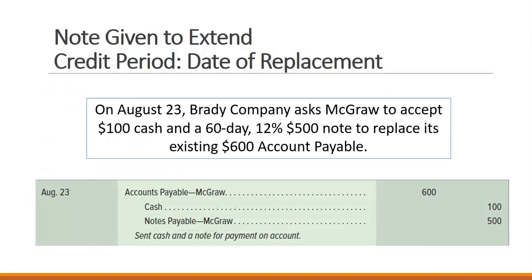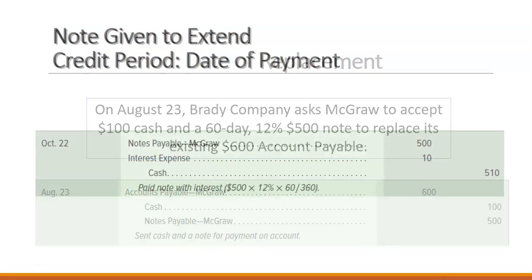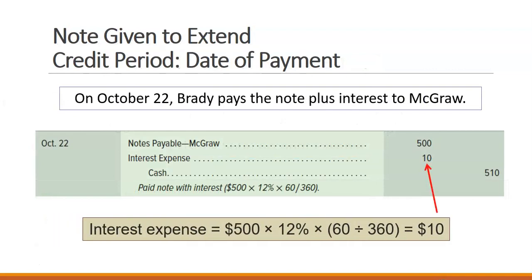So here we have a note to replace our existing $600 account payable. We have a 60-day 12% note for $500. We have to record interest and when we pay the note. So here we pay the note plus interest. Remember, our interest calculation is the amount of the note times the interest rate times time, whether that is in days or months.